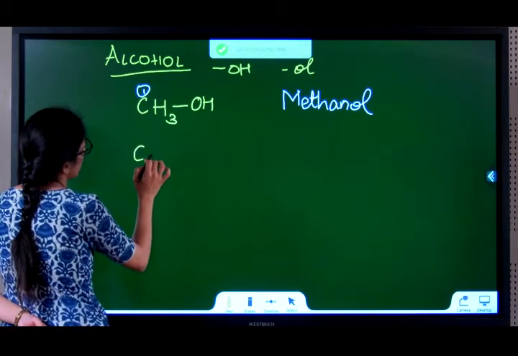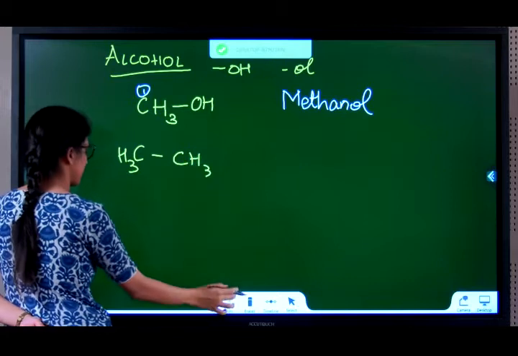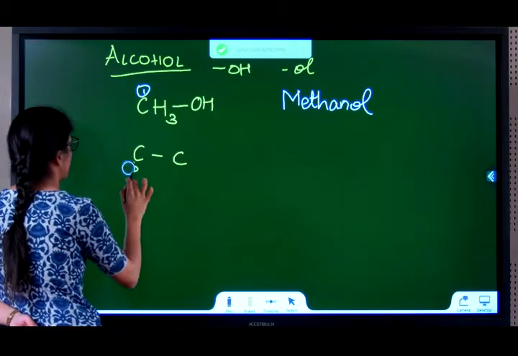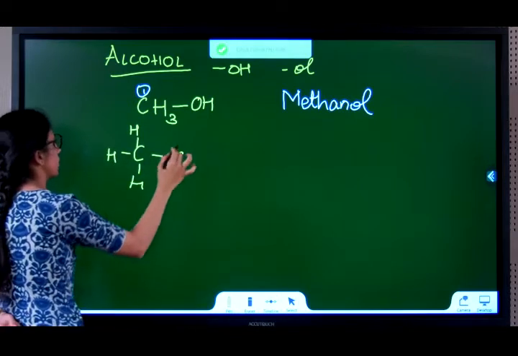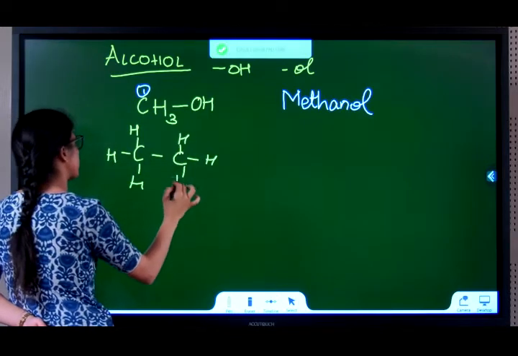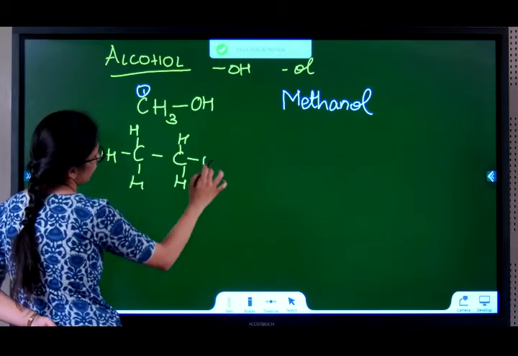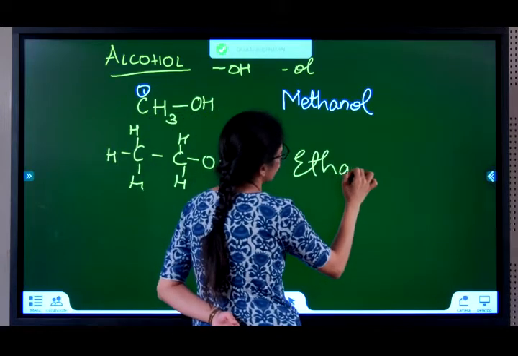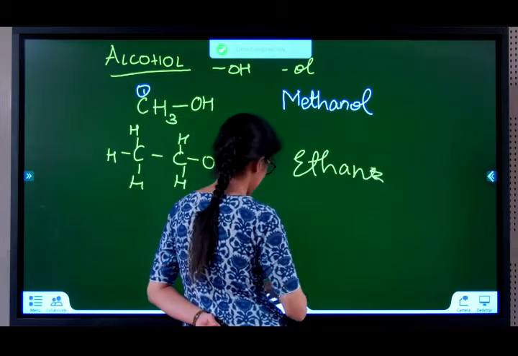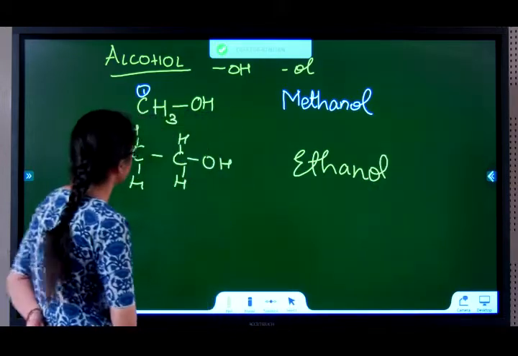Next, you basically had CH3, CH3. Let me draw the structure and show you. So H, H, H, H, H, H. Remove one H and put OH. So you had ethane, you removed one H, remove the E here, put the OL, ethanol.